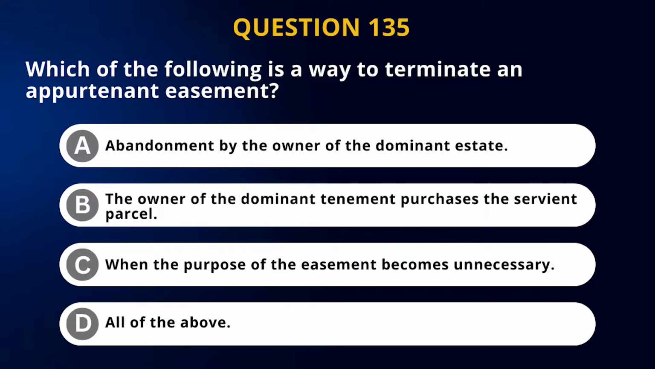Question number 135. Which of the following is a way to terminate an appurtenant easement? Letter A, abandonment by the owner of the dominant estate. Letter B, the owner of the dominant tenement purchases the servient parcel. Letter C, when the purpose of the easement becomes unnecessary. Letter D, all of the above.